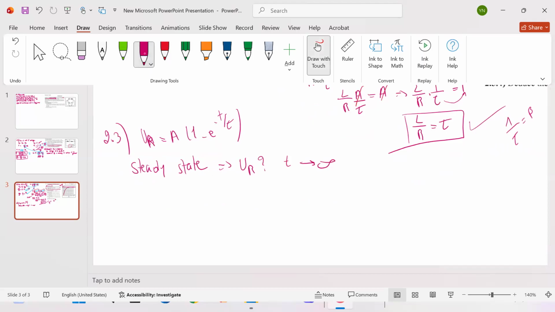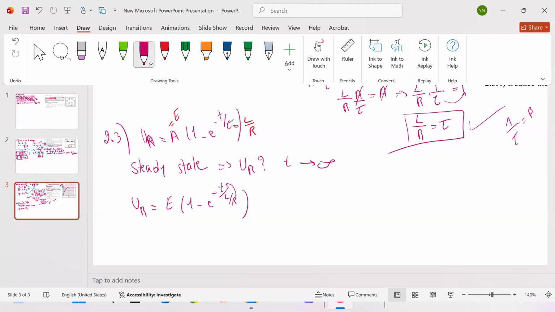Okay, so replace the time by infinity. Of course, replace A and tau by their values. Tau is equal to L over R and A is equal to E. So E, 1 minus E to the minus t over tau. So it's L over R.